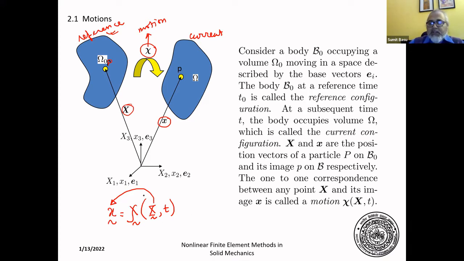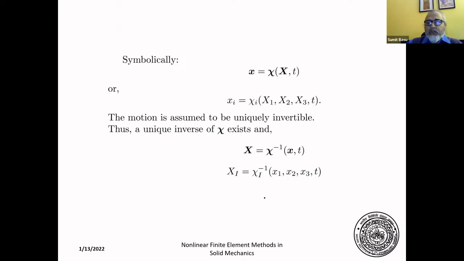So this function is called a motion, and this is obviously a vector function because x has 3 components. So we can write it in tensor notation, index notation, as chi i, which is a function of capital X and t. So we can either write it like this, or we can write it like this, where chi i is a function of capital X1, capital X2, capital X3, and t.